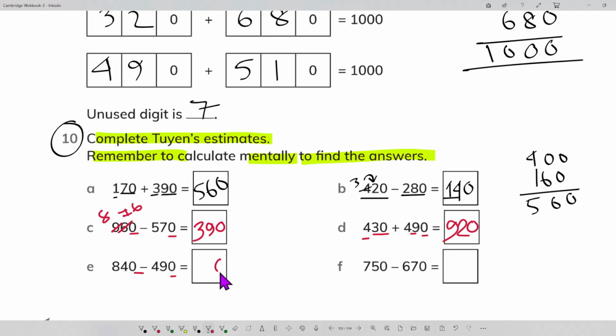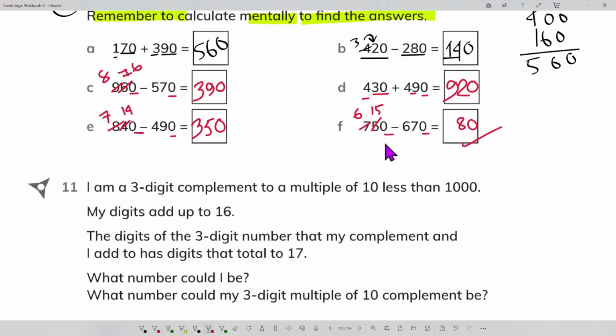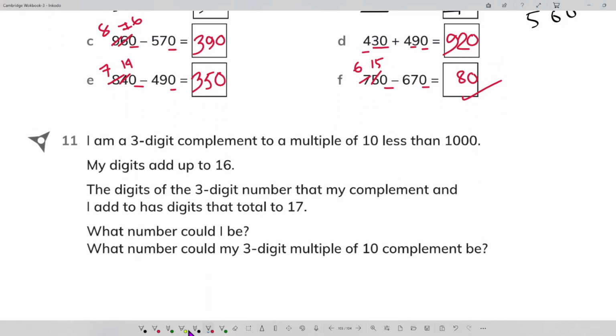0 0 0, this one becomes 14. 14 minus 9 is a 5, and this 8 becomes 7. 7 minus 4 is a 3, it means 350. 0 0 minus 0 is a 0. This 5 becomes 15, so 15 minus 7 is 8, and this 6 becomes 5, so 6 minus 6, so here is only 80. Very interesting question.